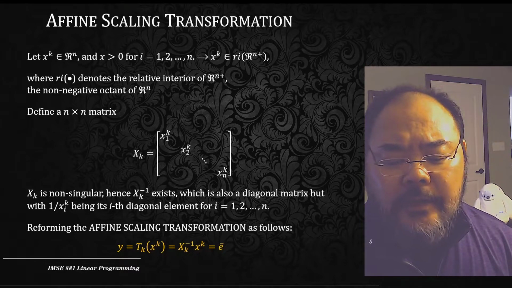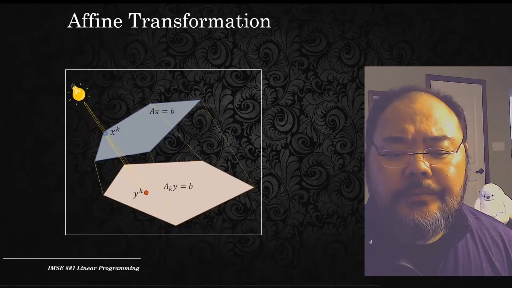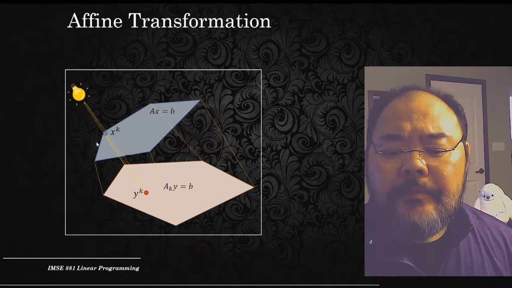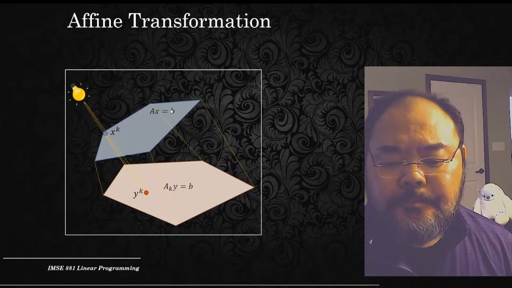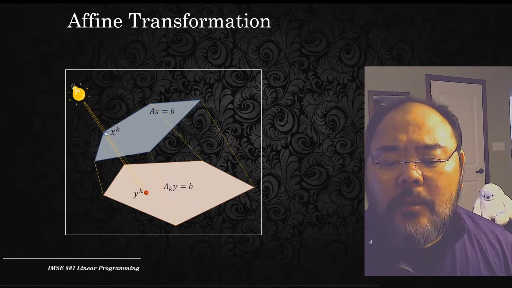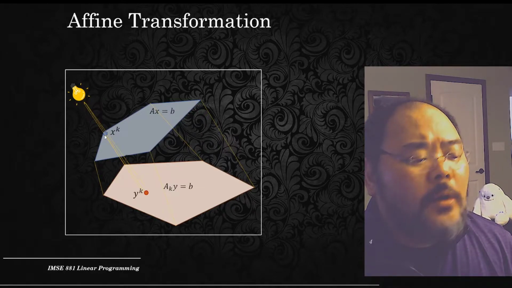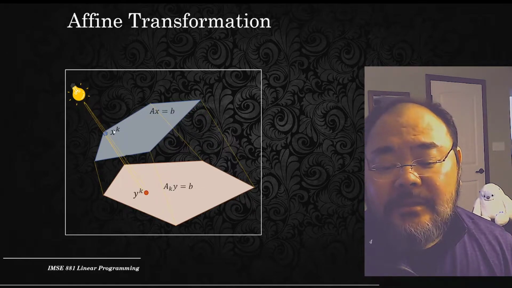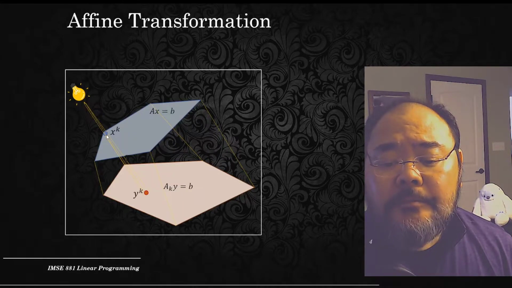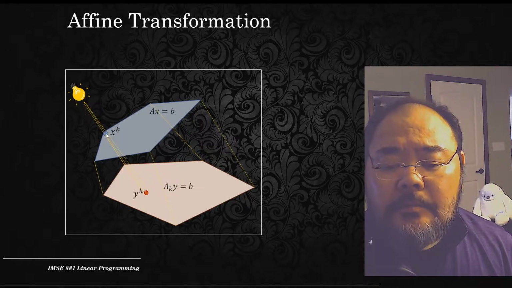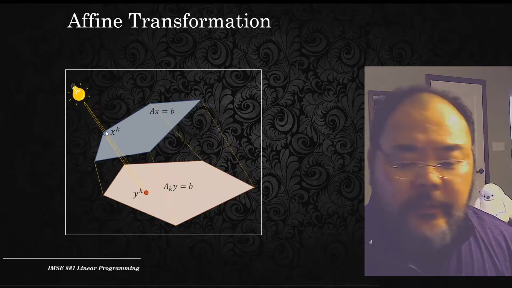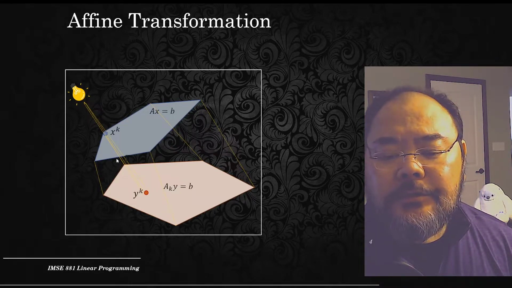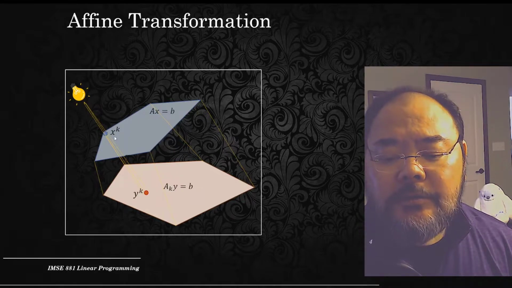What does this affine scaling transformation do? Here's the illustration. For example, here I have a feasible region in the original space before transformation, Ax equal to b. And we have a point right here, the blue point. We call it x sub k. It's the current solution at iteration k. And we notice that this current solution is already very close to the boundary of the feasible region, which is one of the extreme points.